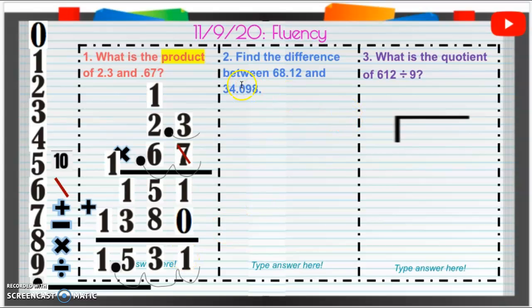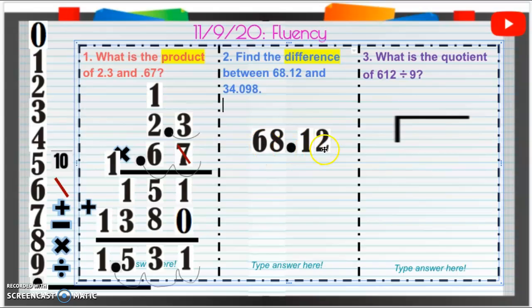Number 2, find the difference between 68 and 12 hundredths and 34 and 98 thousandths. I know that the word difference means that we are going to subtract. So I'm going to put our bigger number on top, 68 and 12 hundredths. In this case, we do need to line up our decimals because we're adding or subtracting. We're subtracting, so we need to line them up.